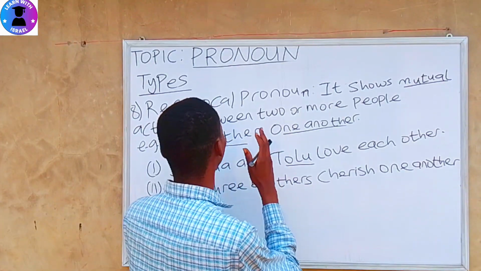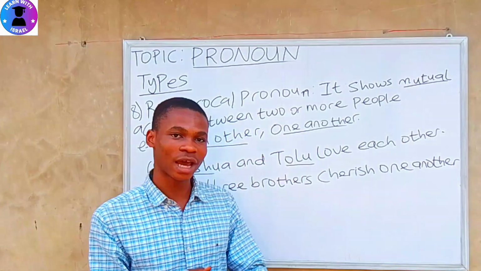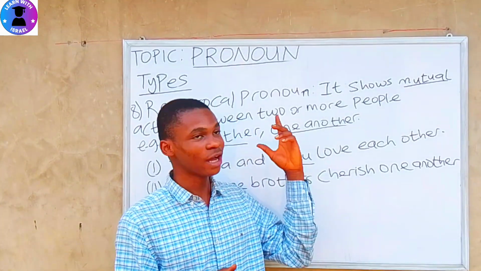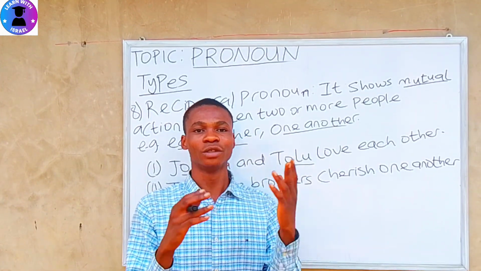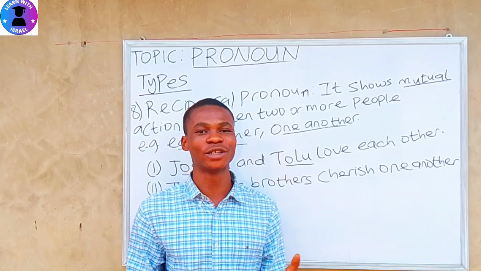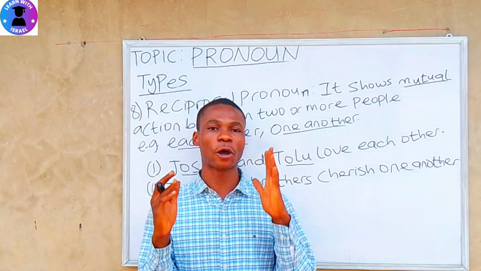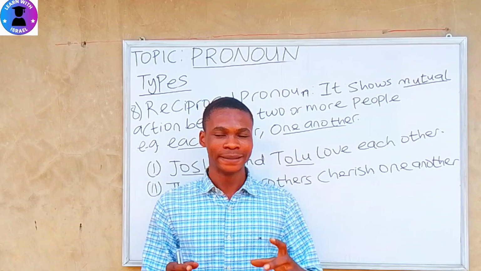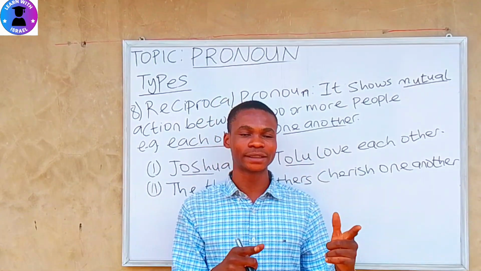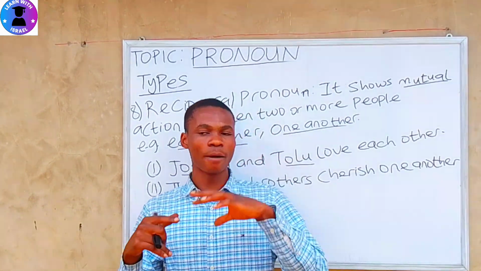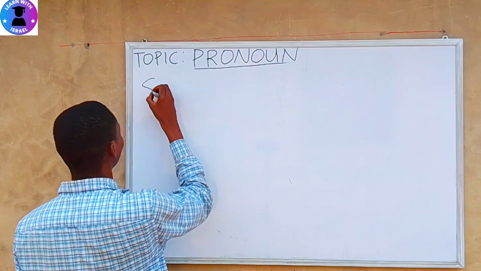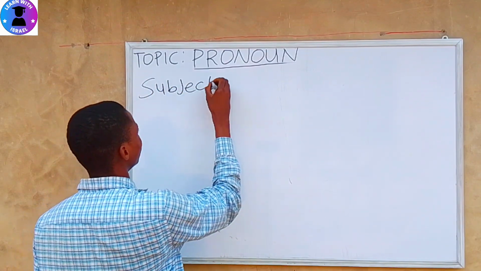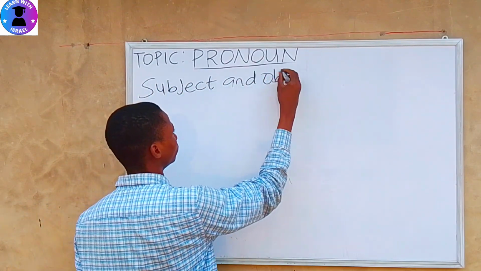So since we are done now with types of pronouns, we talked about personal, possessive, reciprocal, demonstrative pronouns, reflexive pronouns, and also interrogative pronouns. So guys, we are moving to the next one, which is subject and object pronouns. There are some pronouns you should use for subject, and some pronouns you should use for object. So let's move to the next one, subject and object pronouns.